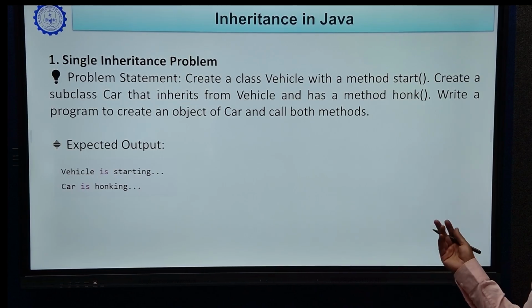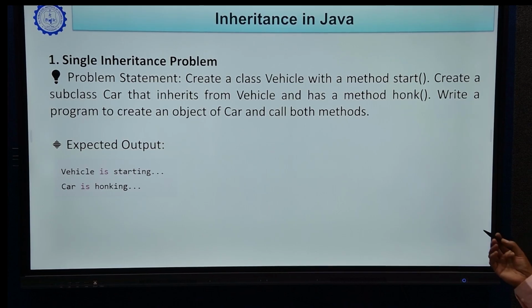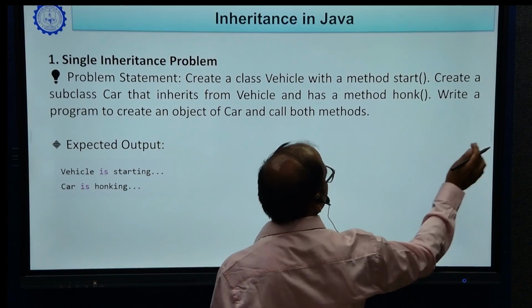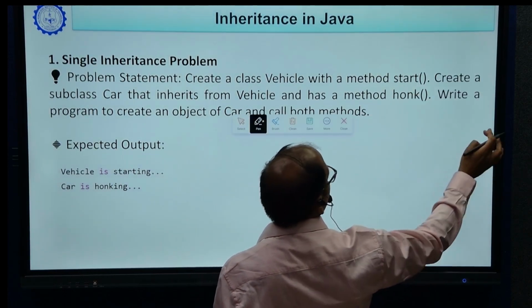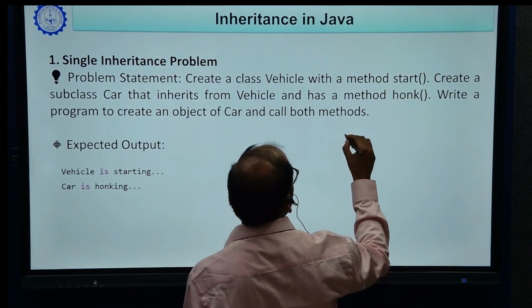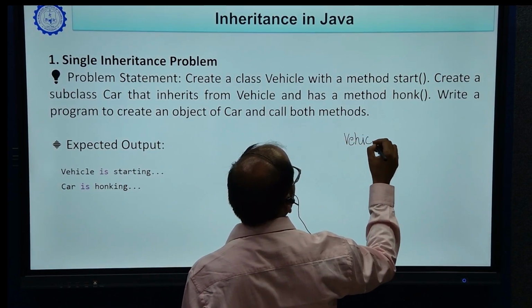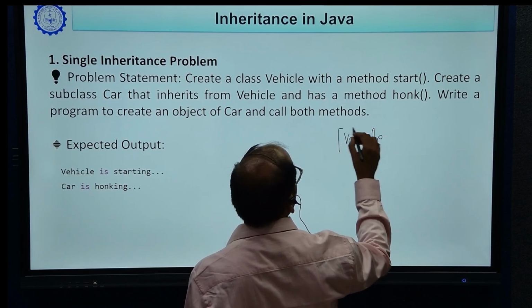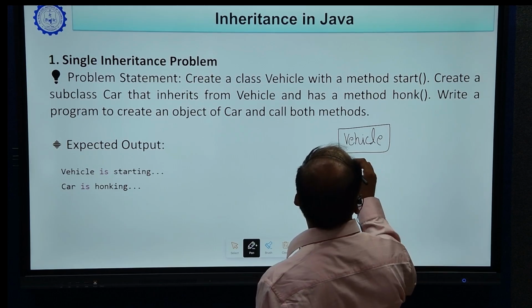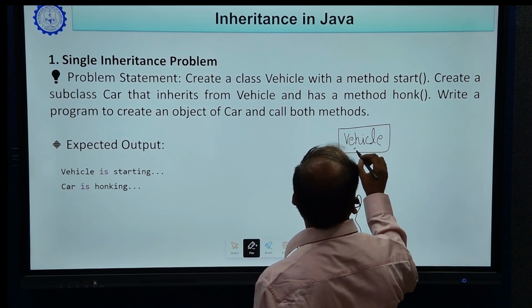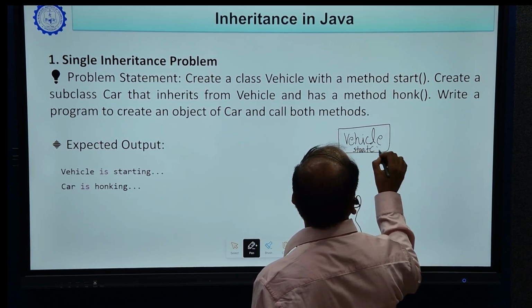We have to create a class vehicle with a method start, right? This is an example problem of single inheritance. So create a class vehicle with a method start, and create another subclass. That means we have to create a class vehicle, and this vehicle class will be inherited by the subclass, and also there we have to define the start method.